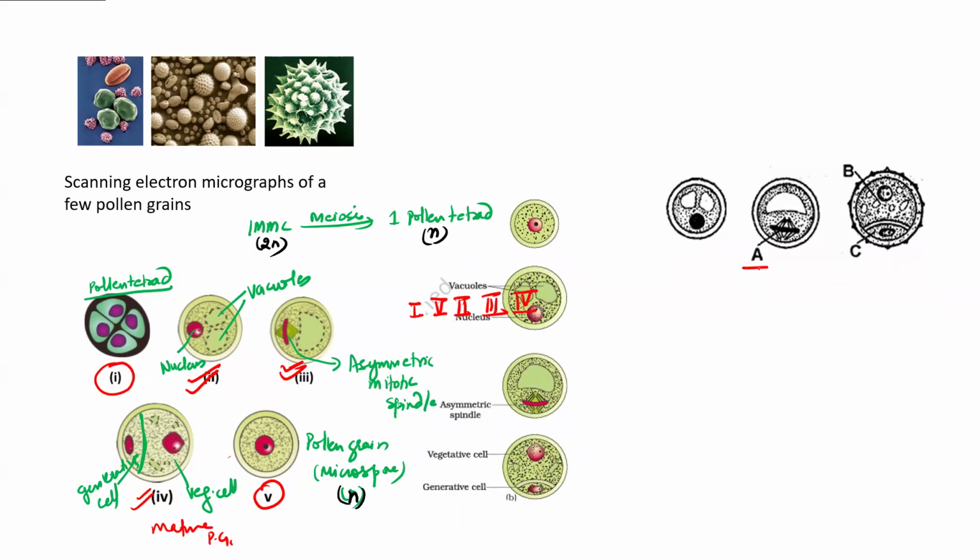So right now we have understood what A is. A is asymmetric spindle. B is the vegetative cell. Vegetative cell is big in size and it has an irregular shaped nucleus. C is the generative cell, small in size with a spindle shape. Another question can be asked this way. These are vacuoles. After the microspores have separated from the tetrad, the nucleus is shifted. So first the vacuole comes. I hope the questions based on this might be easy for you.